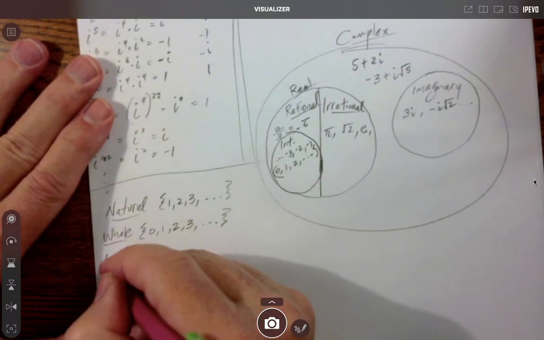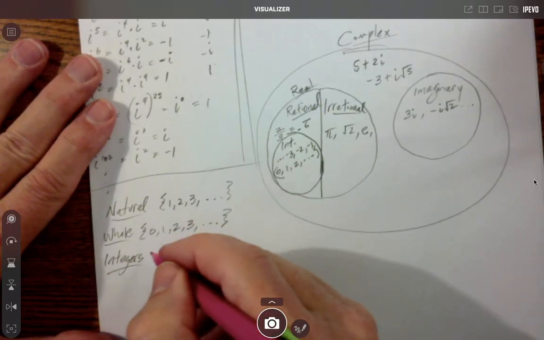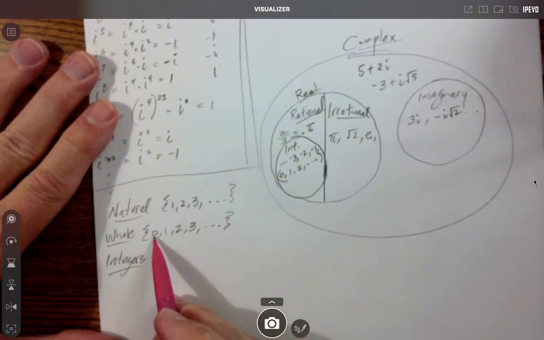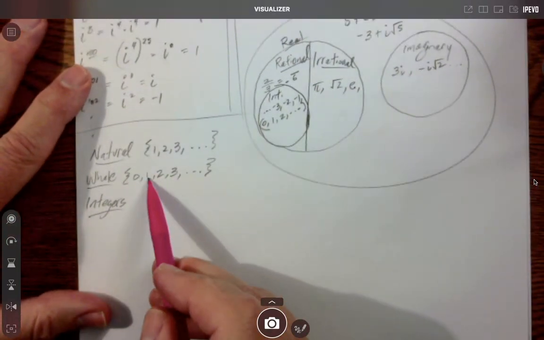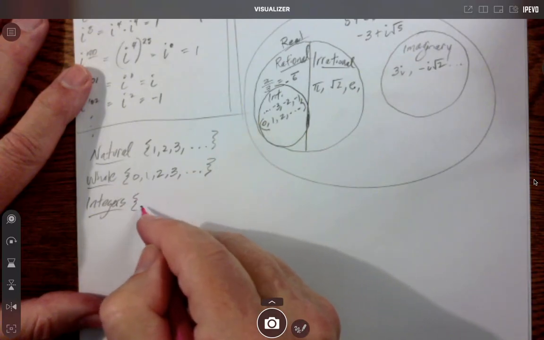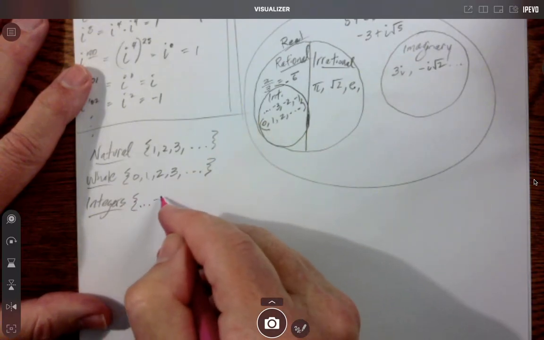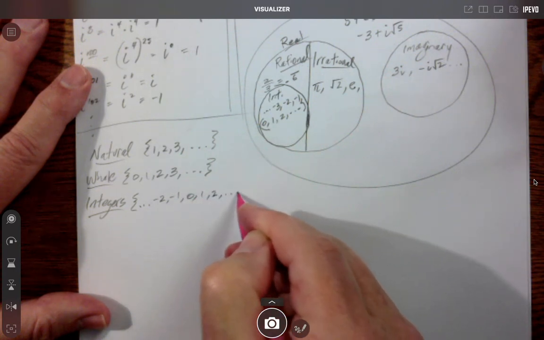Then the next group up is the integers. And the integers basically are whole numbers and their opposites. So what's the opposite of 1? -1. What's the opposite of 2? -2. So dot, dot, dot, -2, -1, 0, 1, 2, dot, dot, dot.